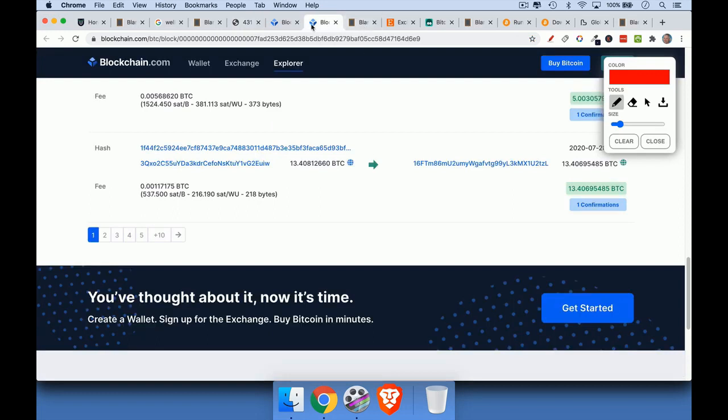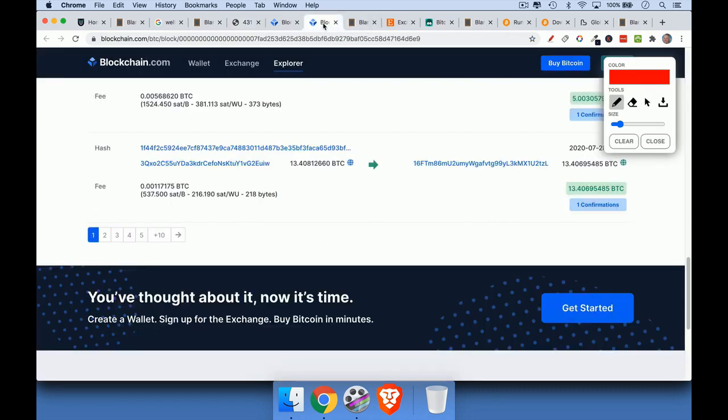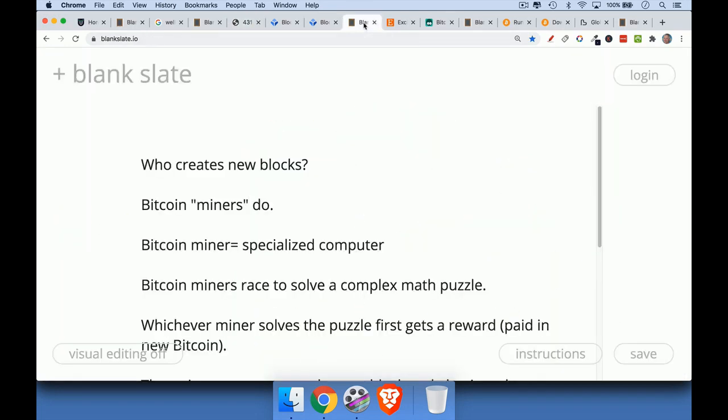Now, the great thing about the blockchain is as you get very far down here, these old blocks cannot be changed or modified because of the way the code works, so they're extremely secure. So we've talked about these new blocks being created every 10 minutes. Who exactly creates the new blocks?